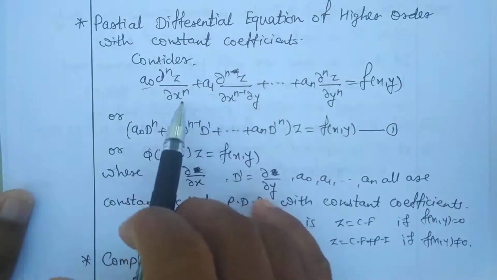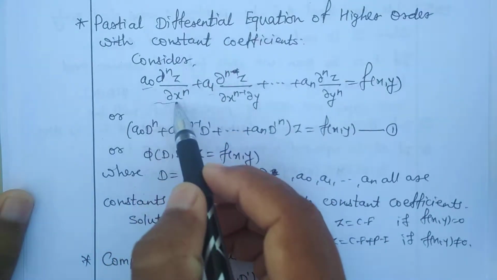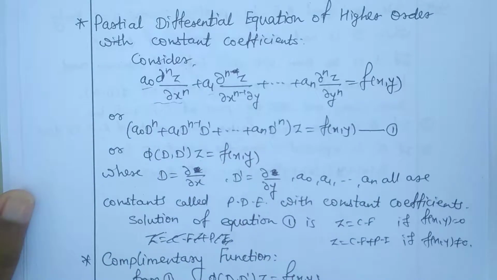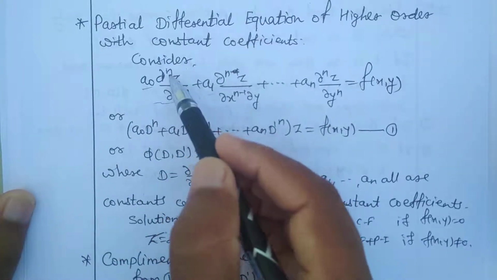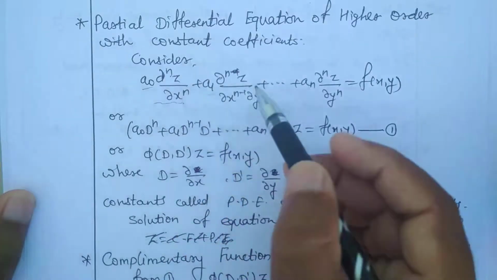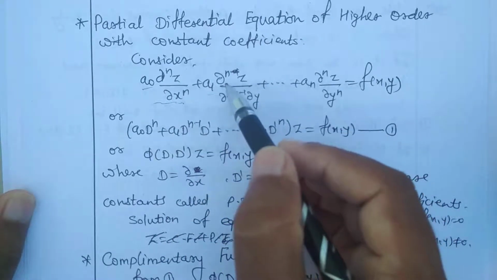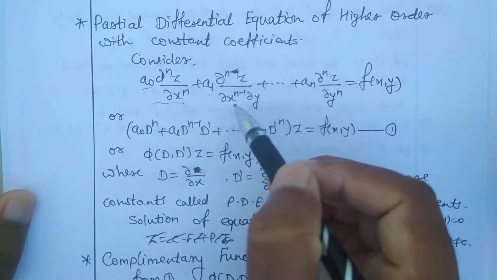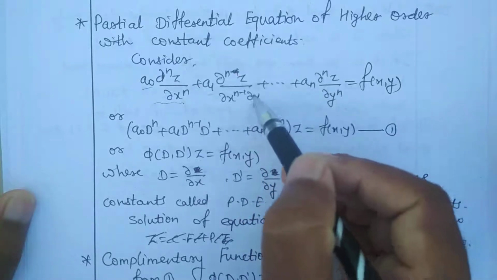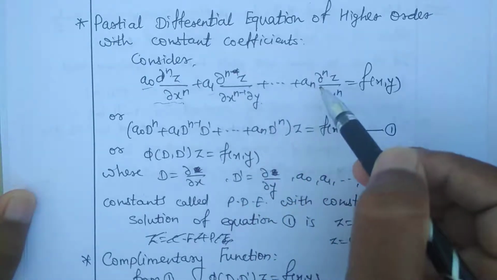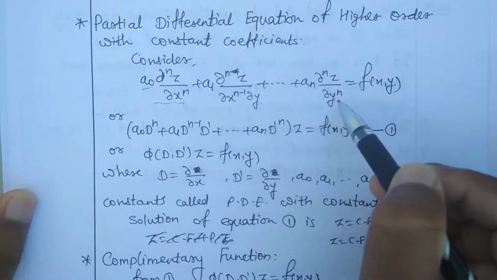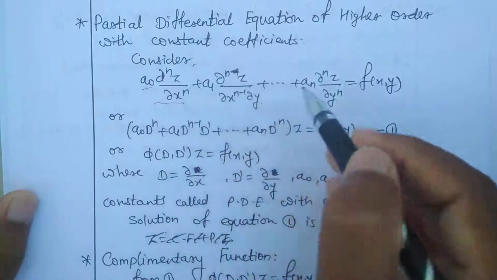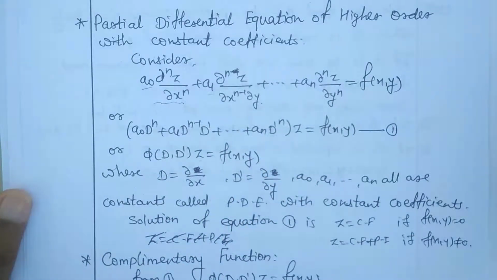Why is it a homogeneous differential equation? If you see in each term, the derivative is of nth order. Here the derivative is nth order, ∂^n z/∂x^n. Here also the derivative is of nth order, ∂^n z/∂x^(n-1)∂y, so the total order is n. Here also an ∂^n z, that is the nth derivative, upon ∂y^n. So all terms contain the nth derivative, so the order of derivative is the same, it is homogeneous.